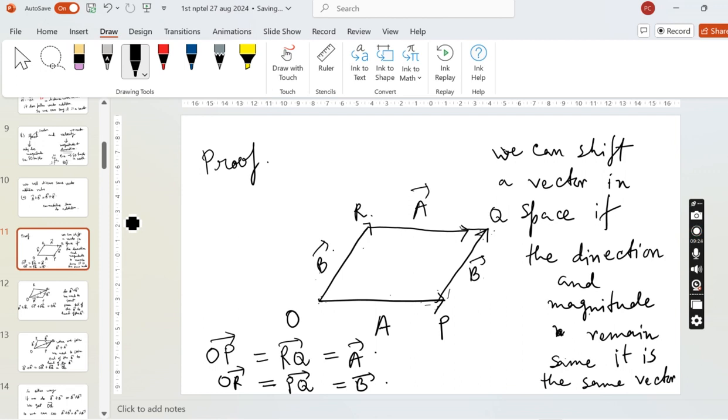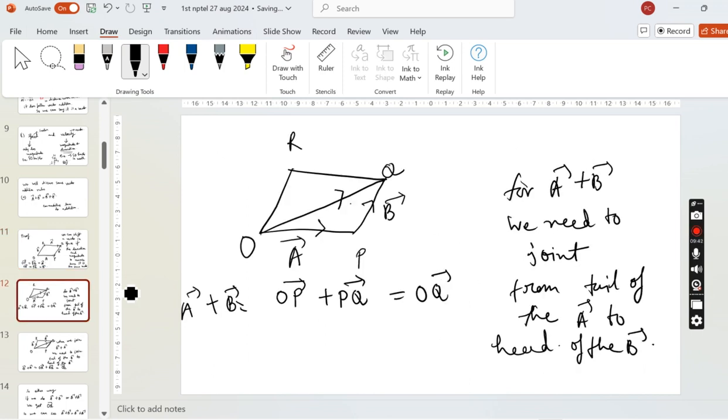Here in the picture you might think that the length is not the same, but they are actually the same, for the sake of simplicity. So OP is equal to RQ, which is vector A.